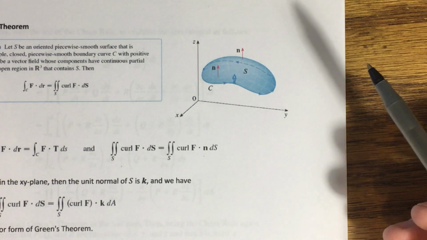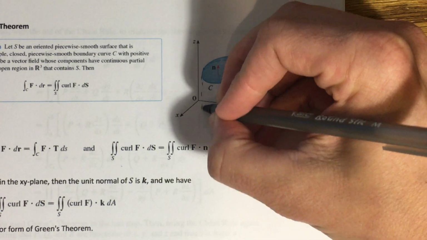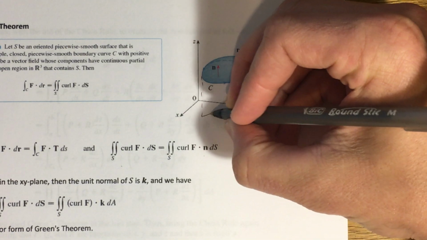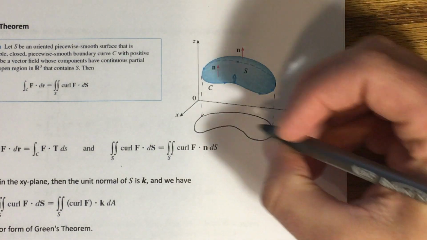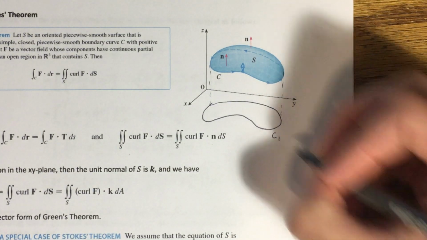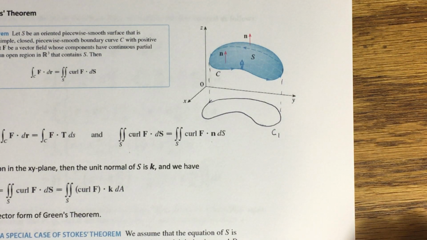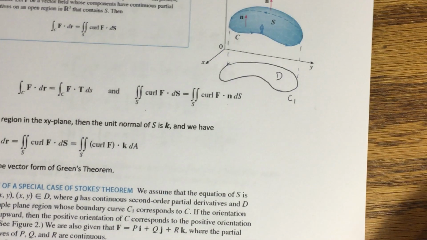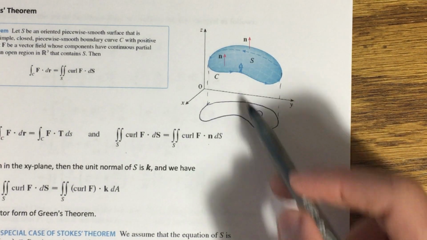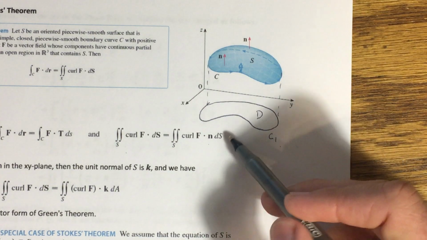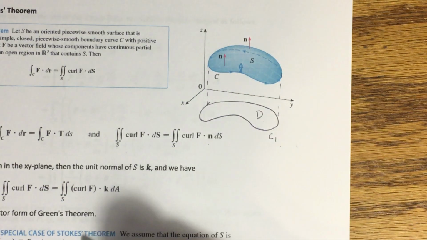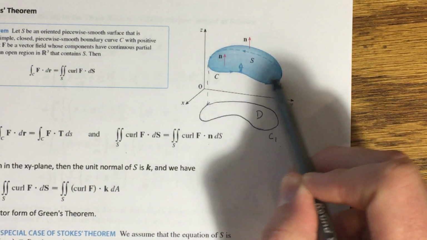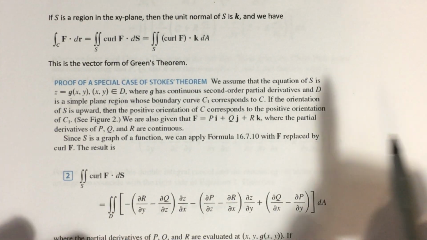So basically what that means, if I look at my picture up here, this surface looks like it could be the graph of a function. And what it's describing is this plane region here, whose boundary curve is C1, and the plane region is being called D. Okay, so when you see C1 and D in this proof, it's talking about the projection of this thing into the xy plane, so that we think of this region D as the domain of the function that gives us this surface up here. Okay, so that's what that's talking about.